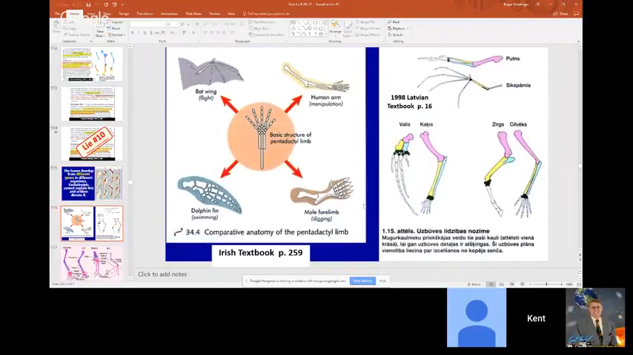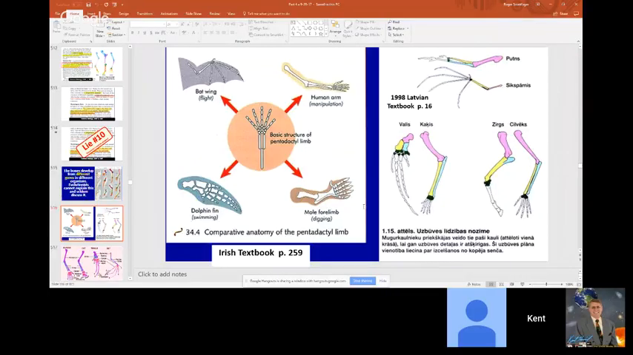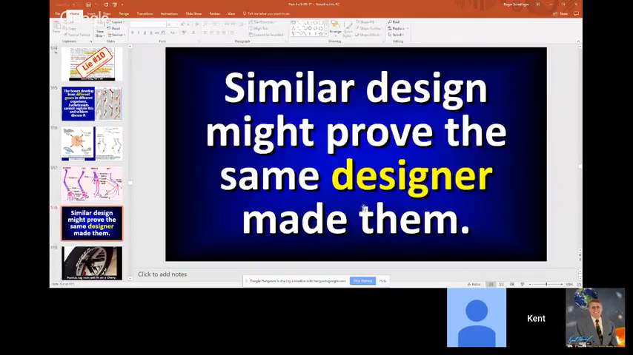Okay, this Irish textbook shows comparative anatomy of the different animals. It says, look at that, we've all got fingers and wrist bones and arms. I agree. And that's used all over the world. I have textbooks from a lot of different countries. Here's one from Latvia showing the same thing. Here's one from just a few weeks ago. Someone sent me a 2015 textbook showing again the similar structures, and I don't argue with that. I agree. But what does it show? It proves a similar designer.